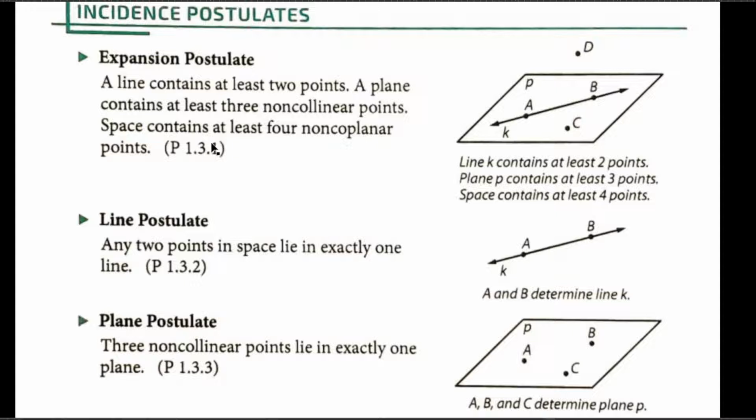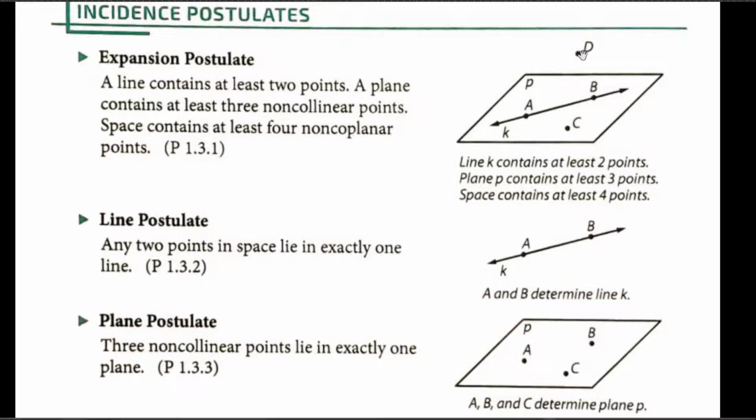Now space. Space is like everything. Everything in this room is considered space. Even if the point's on the floor, on the wall, on the ceiling, everything in here is space. So you must have 4 non-coplanar points. They can't all be on the same plane. You can't have 4 points just on this wall. 1, 2, 3, 4. But if I had a 4th point over here, then that would be considered space. All right. We're not going to really talk about that very much. But the first 2 are pretty important, I think. So let's keep that in mind.